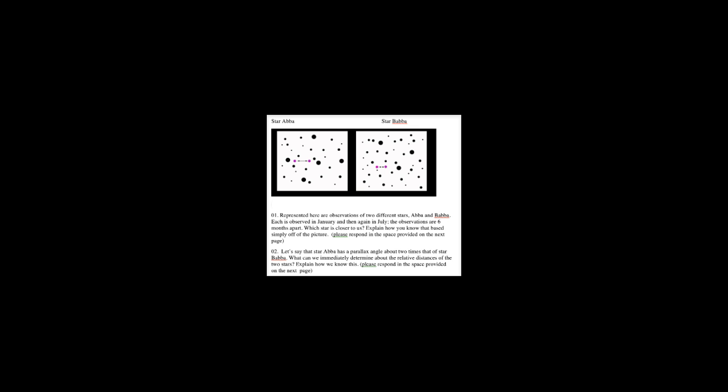Then here's a further question to sort of really solidify that. It says, okay, we're going to pretend now that ABBA has 2 times the shift or parallax angle compared to BABA. Say this is 4 degrees of shift and this is 2 degrees of shift. What do we know about the distances of the stars? Just the relative distance. Which one is farther? Which one is shorter? Can we make any guesses as to how much farther and how much shorter?